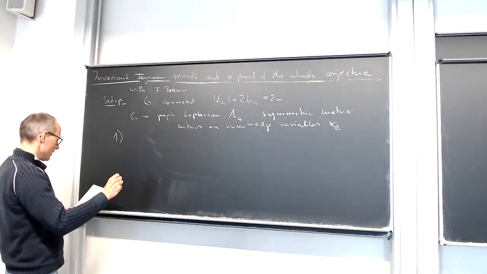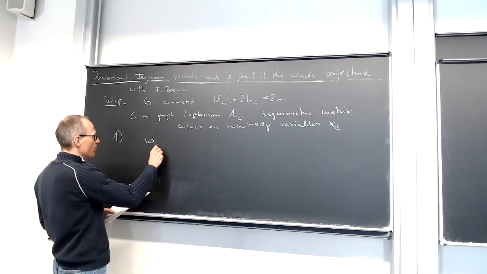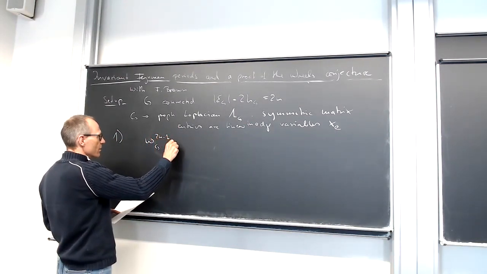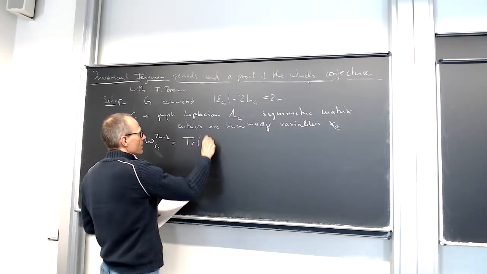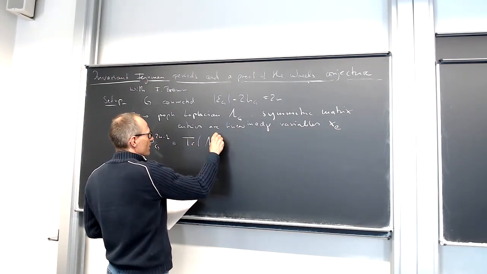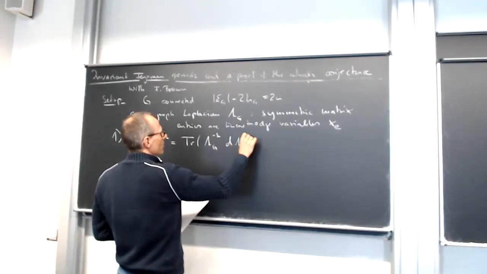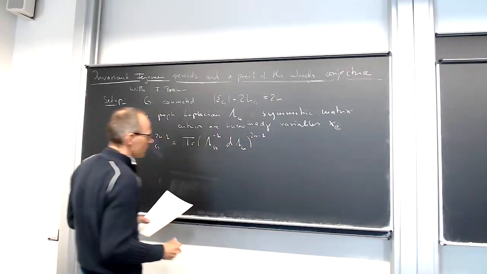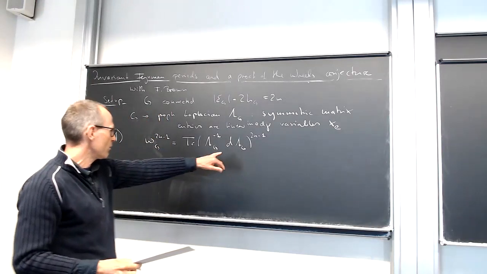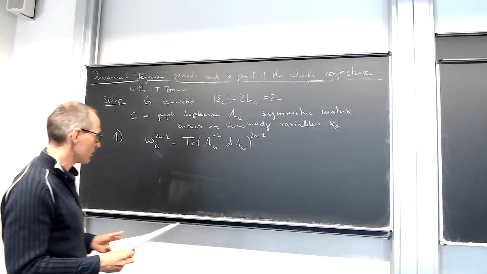The easy step is to calculate the differential omega_g to the n minus 1, which is the trace of lambda_g to the minus 1 d lambda_g, to the power 2n minus 1. So that will be a 2n minus 1 form, because this is a matrix. It has a non-trivial power.